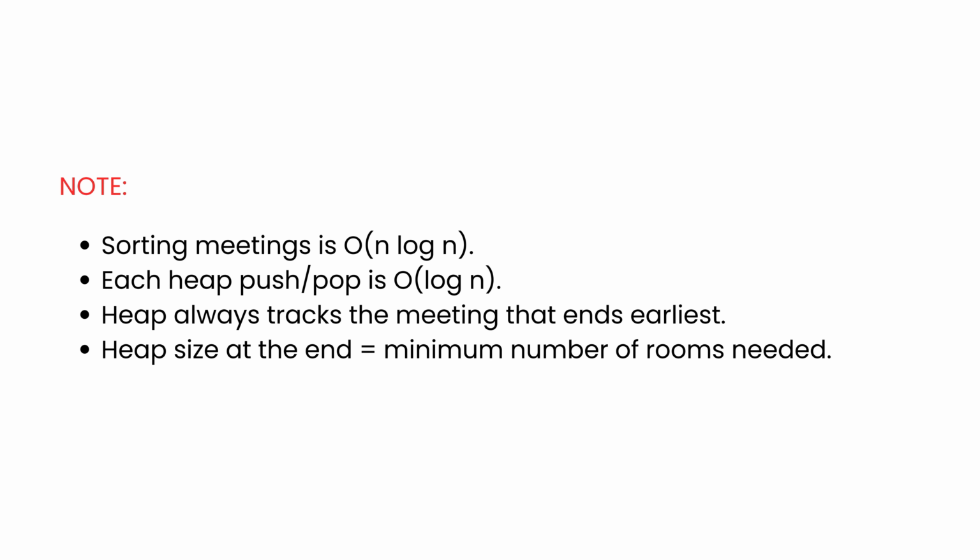Efficient, simple, and elegant. Sorting meetings is O(n log n). Each heap push or pop is O(log n). The heap always tracks the meeting that ends earliest. Heap size at the end equals the minimum number of rooms needed.